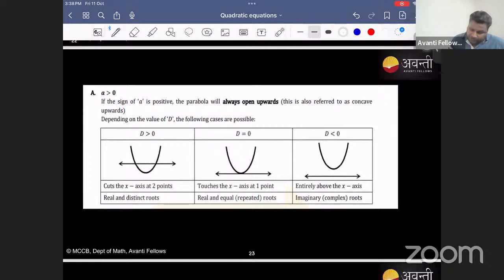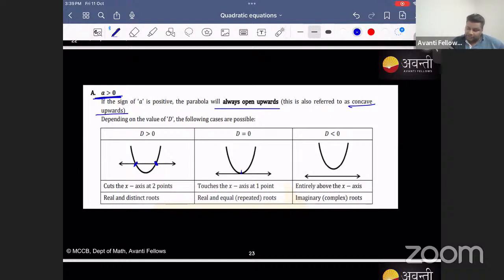See, if a is positive, the graph always opens upwards. Okay, this can also be referred to as concave upward graph. Now, depending upon D, 3 situations will arise. If D is more than 0, there will be 2 real roots. So graph will intersect x-axis at 2 distinct points. If D equal to 0, there will be 2 repeated roots, or I should say 1 solution.